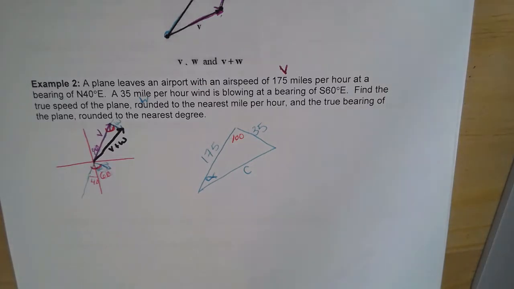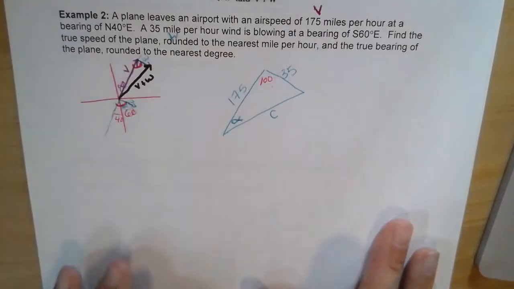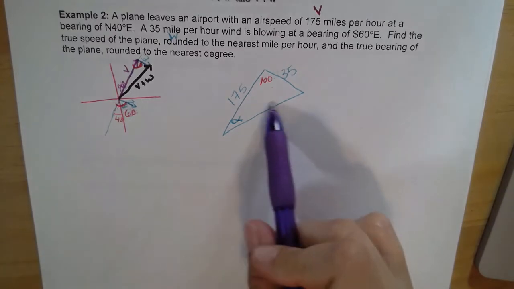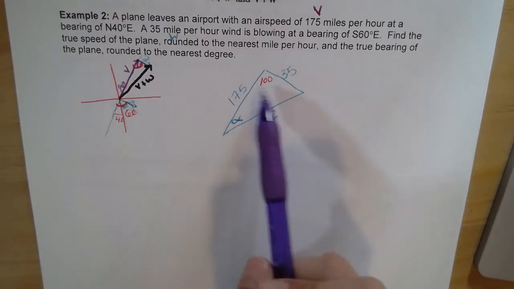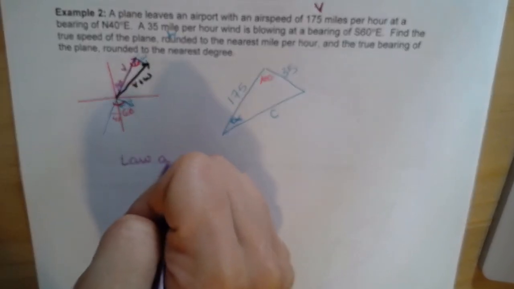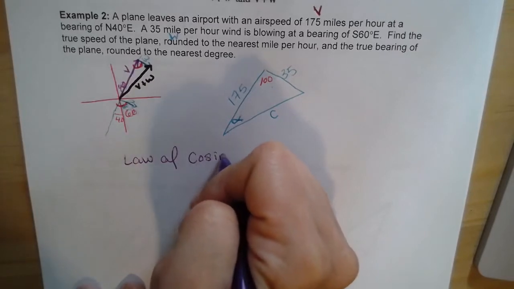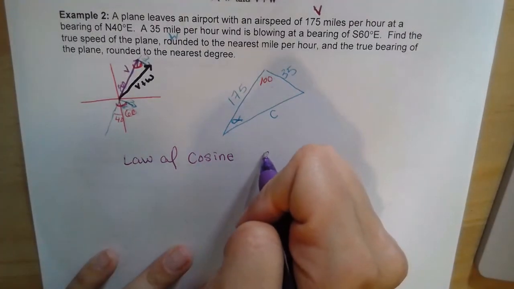Now, one thing I want to tell you right now, because we are in degrees, make sure if you are using your calculator, which you will be, that your calculator is in degrees for this one. Okay, so let's find that true speed, or C, right now. If we're trying to find a side, and we're given two sides and an angle in between, we have to use the law of cosines. I know this because I have no pairs. Remember, we can only use the law of sines if we have pairs. So I am going to do that now. We are missing side C.